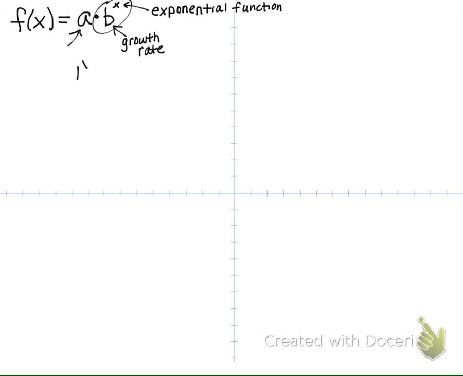If we take 1 to the x power and I put a bunch of different values in for x and made a table, what would always be the output, the y value? Think about it. No matter what value you put in for x, what will always be the output? 1. That would be a really boring graph, wouldn't it? It would show no growth.